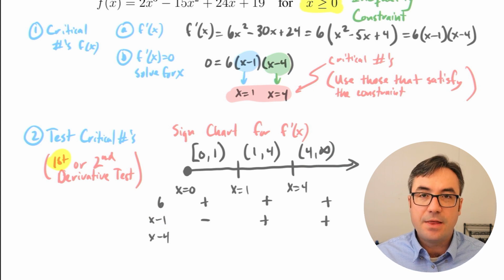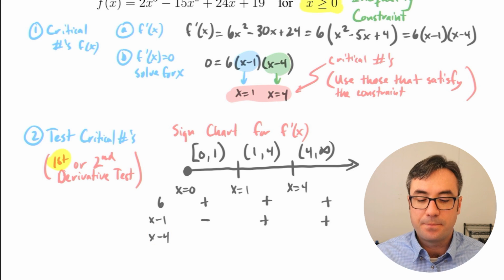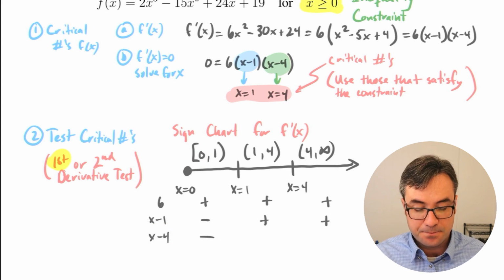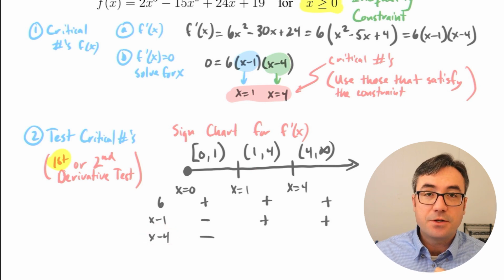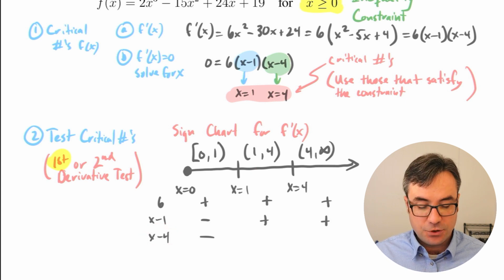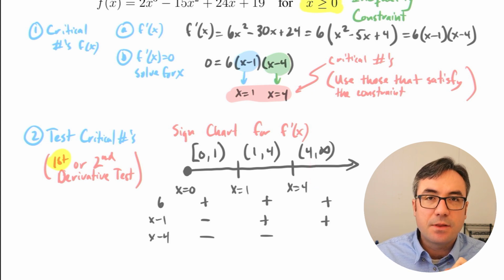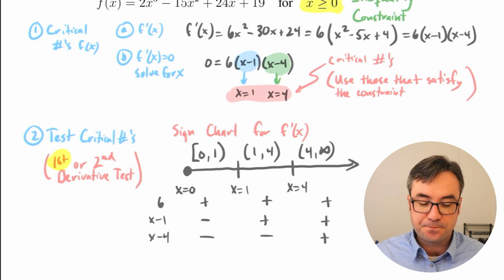And then we do the same thing for the other factor, x minus 4. So again, I could start with 0, plug it in. I get 0 minus 4, which is negative. Then I could go to the next interval, pick something like maybe 2. Plug 2 into our x minus 4 factor. I get negative 2, so negative. And then finally, pick something bigger than 4. So maybe, again, something like 5. 5 minus 4 is positive.